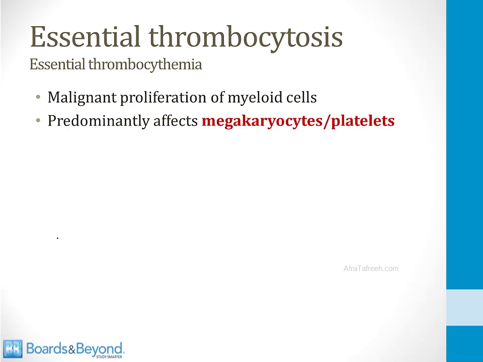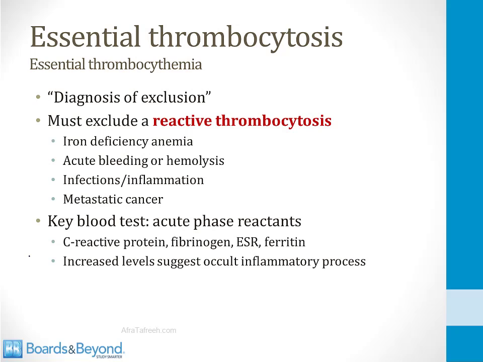Our next disorder is the least common of the major myeloproliferative disorders. It's called essential thrombocytosis, also sometimes called essential thrombocythemia. Just like polycythemia vera, this is a malignant proliferation of myeloid cells. However, in this case, the condition predominantly affects megakaryocytes and platelets, and the hallmark of this condition is an elevated platelet count. Essential thrombocytosis is considered a diagnosis of exclusion.